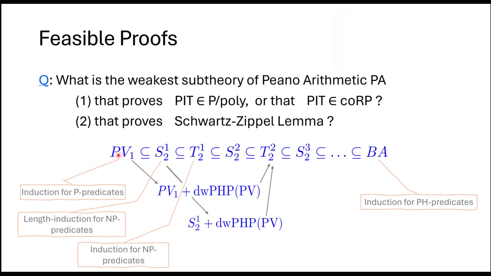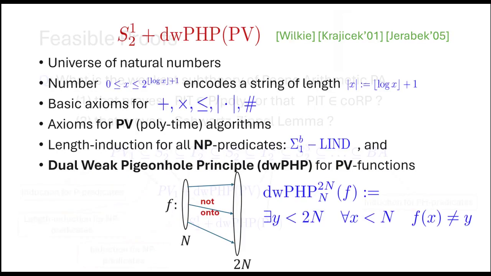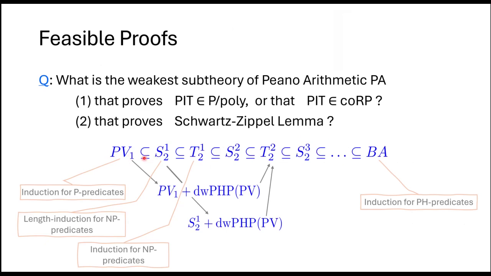So this is PV1, and then subsumed by S12, T12, S22, and so forth until BA, here, bounded arithmetic. Now, for PV1, it's a theory I'll show in the next slide. It's a theory which has induction for polynomial time predicates.